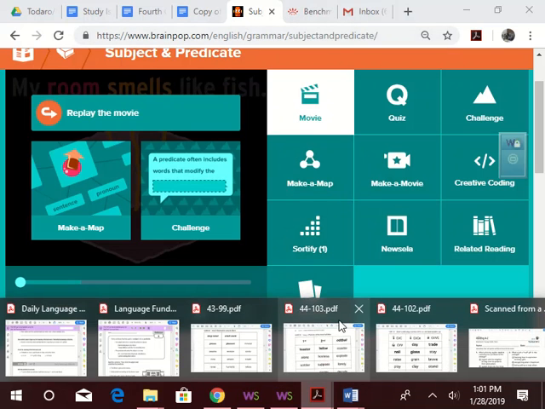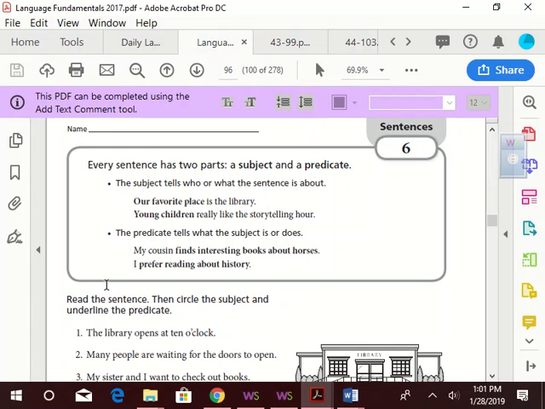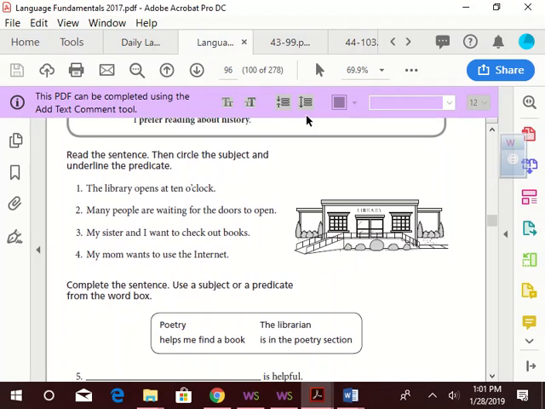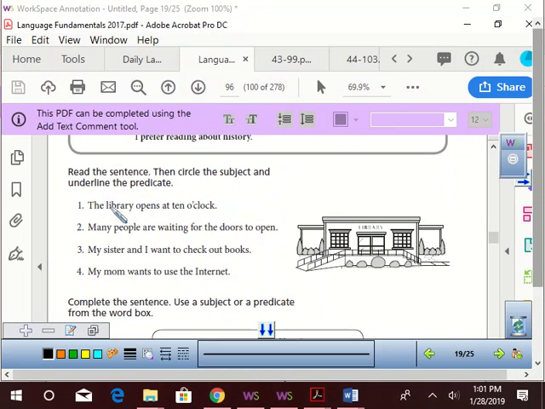So now we're going to look at our homework tonight real quick. All right, so we need a subject and a predicate. Take a look. For number 6, here's how you're doing the first 4. I'm going to do the first one for you. It says read the sentence, then circle the subject, underline the predicate. We're not doing that. Here's what we're doing. You're going to break it down. So break this first one down for me like we just did on the video.